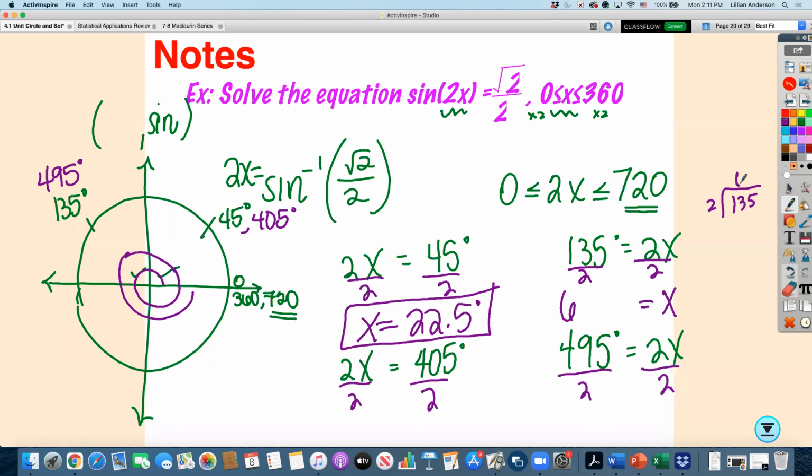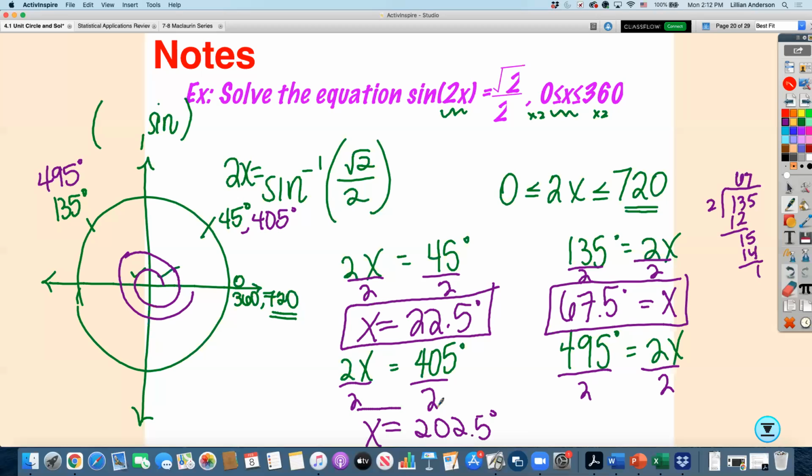Not 65.5. How many times is 2 going into 13? Wait, I know that. 6, so then it is 67.5. All right, what's half of 405? 202.5. And what's half of 495?